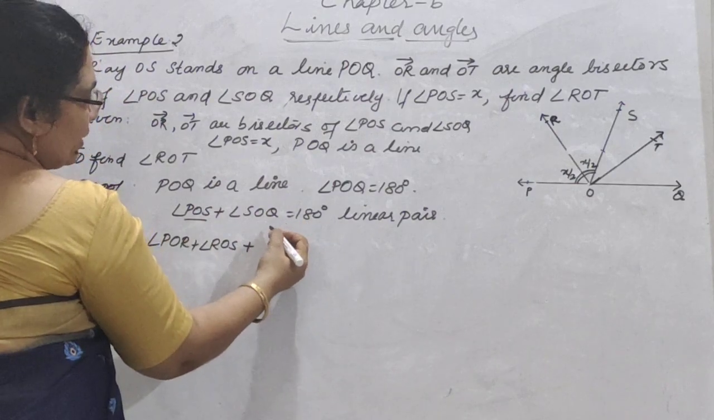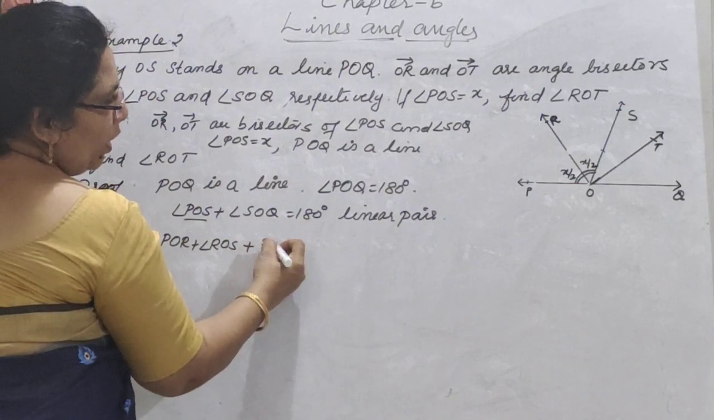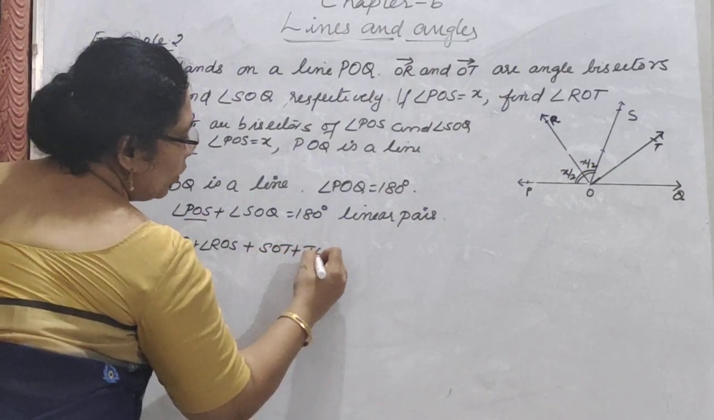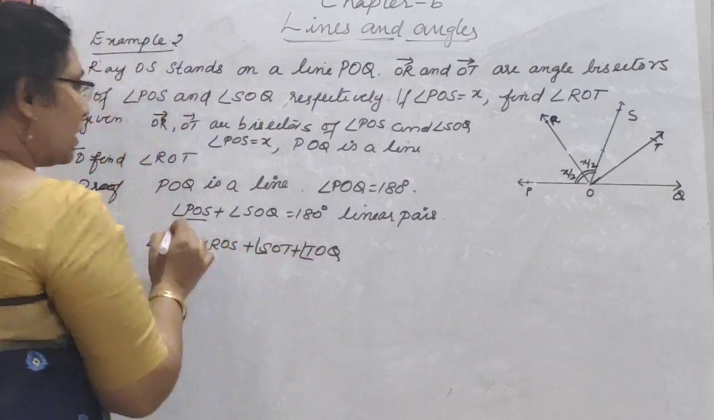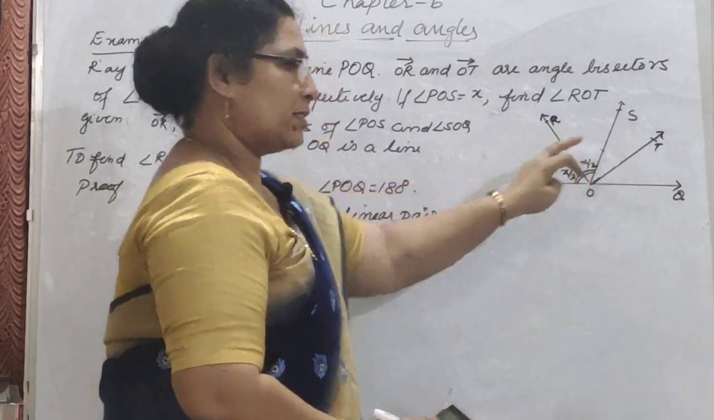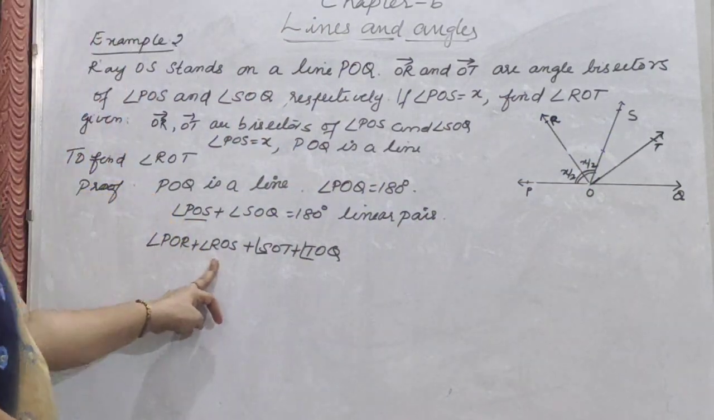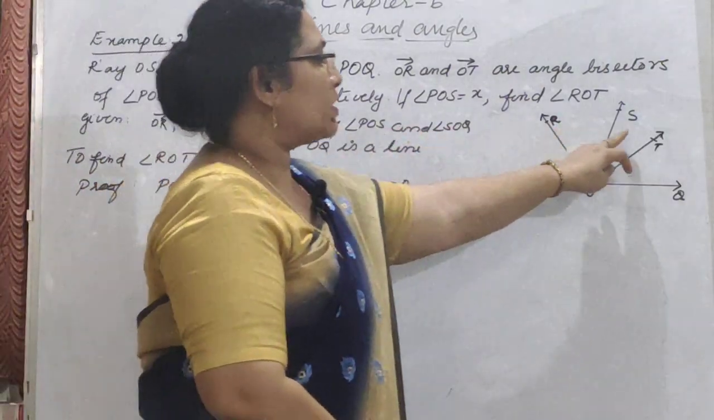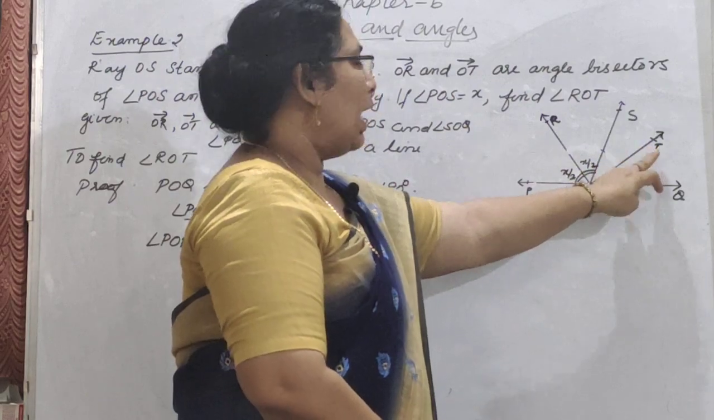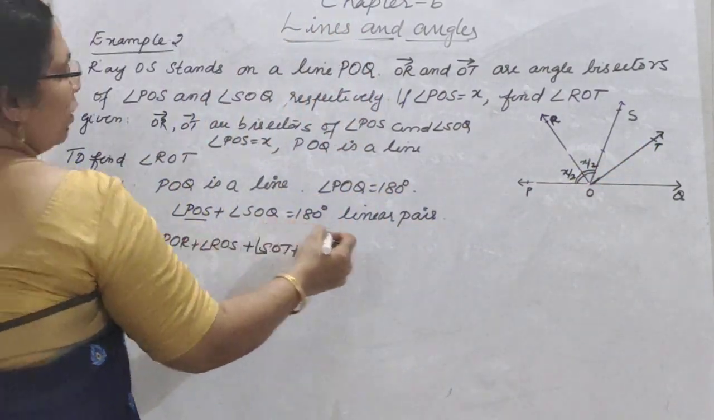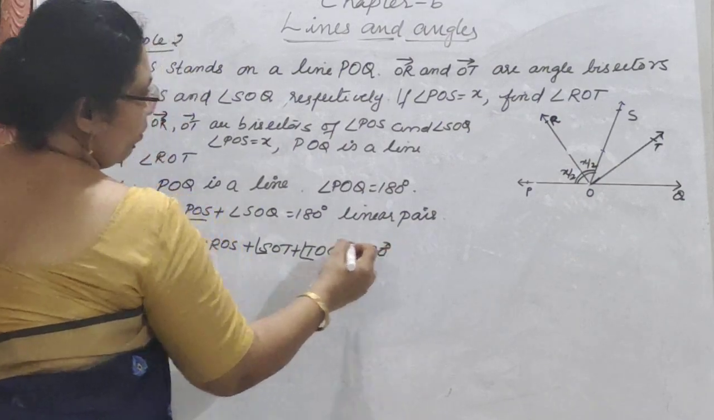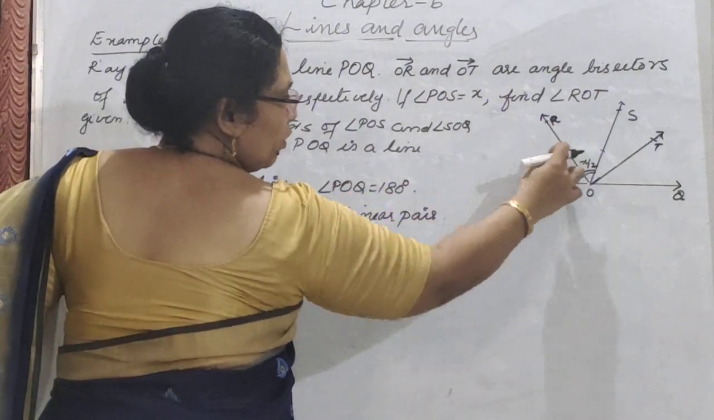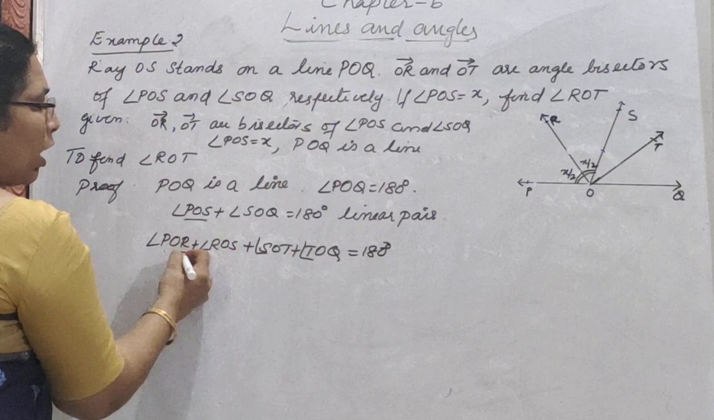Similarly SOQ I can change. What is that SOQ? SOT plus TOQ. See the angles. POS is divided into 2 angles, which are POR and ROS. Now SOQ, you see the figure, the angles are SOT and TOQ. It is also equal to 180 degree. Now it is angle bisector here. You know that from the figure OR is the bisector of these two, so POR and ROS are equal.